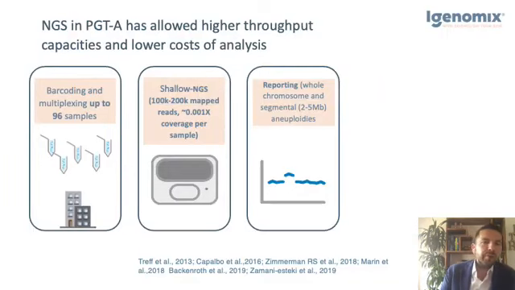Now, the standard workflow of a typical NGS experiment in the context of PGT-A consists of barcoding and multiplexing hundreds of samples into the same reaction, which is then followed by a very shallow next generation sequencing where we use 100 to 200k mapped reads to make the reporting of all chromosome aneuploidies and segmental imbalances down to 2 to 5 megabases of resolution.